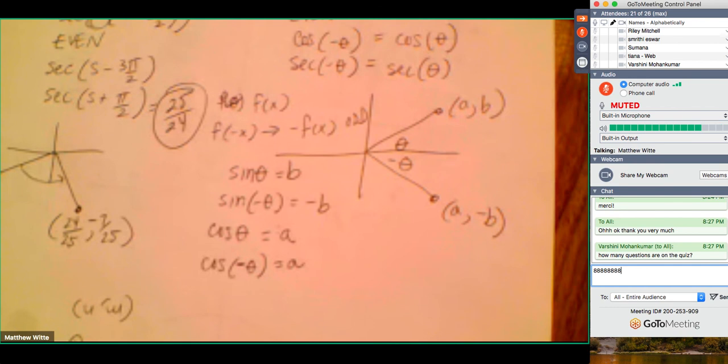I don't know, like questions 10 maybe? You know me though, I put A's and B's and C's on it, so I'm not sure. I know that it's the whole front of a page and then maybe 1 or 2 questions on the back. So it's like a page and a half, but it's only one piece of paper, Varshini.